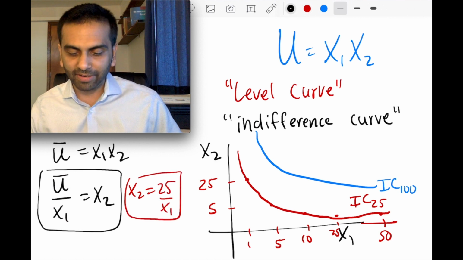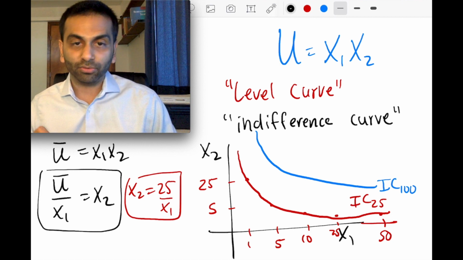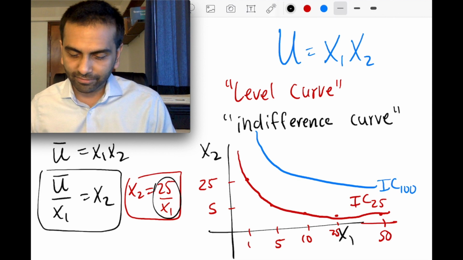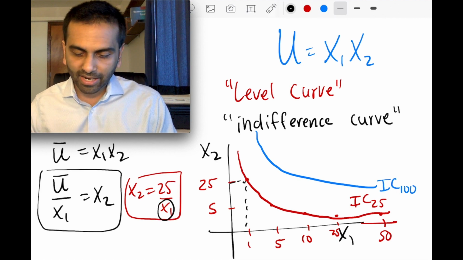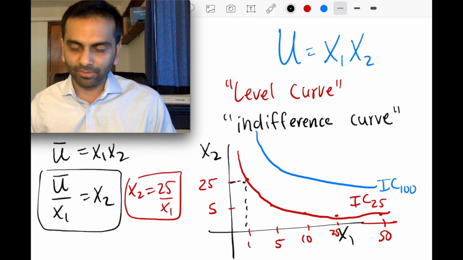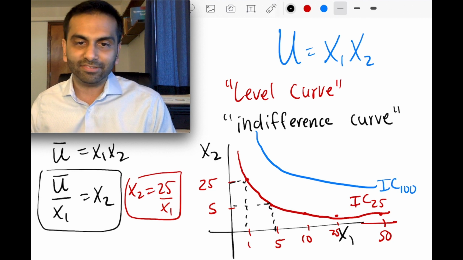Here you could plug in a value for x1 and it'll give you, so if x1 is 1, x2 should be 25 over 1, which is 25. That's where this point was. If x1 is 5, then x2 is 25 over 5, which is 5. So that's why the point 5 comma 5 is there, and so on.